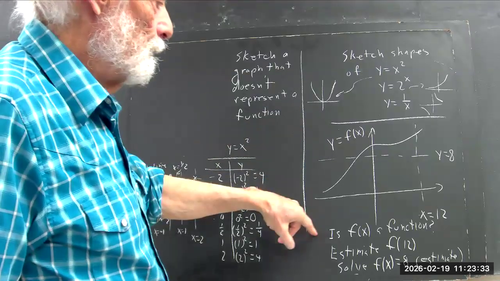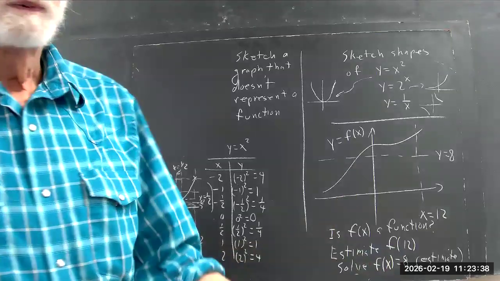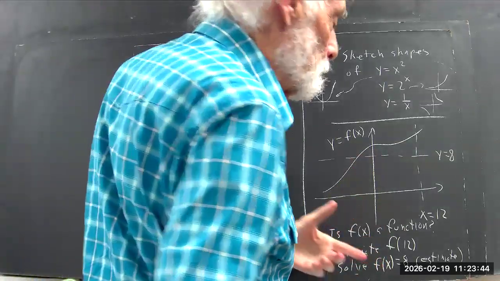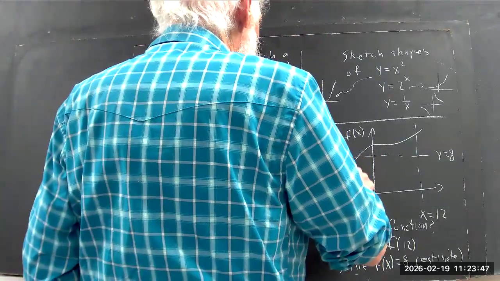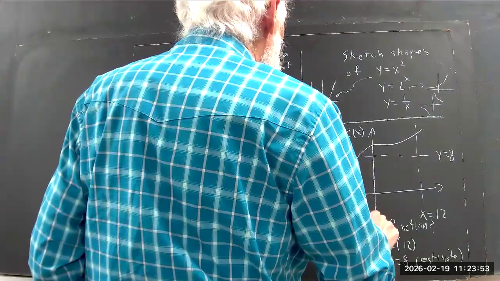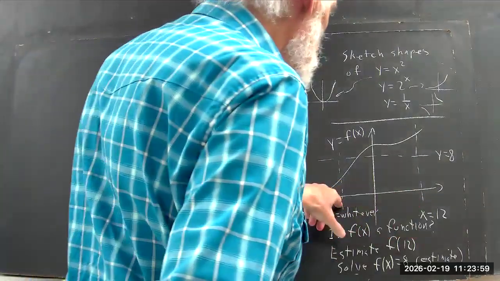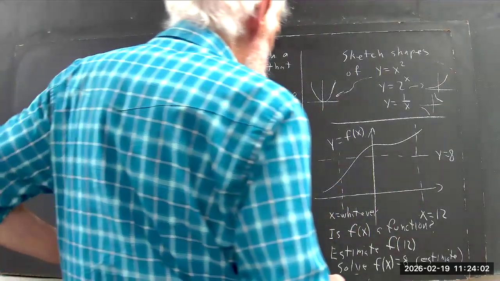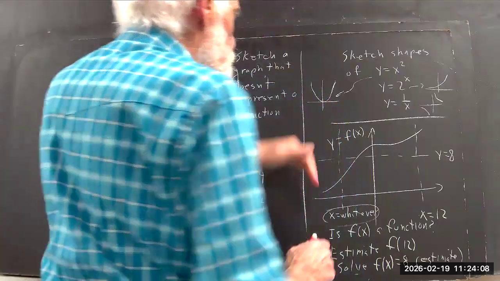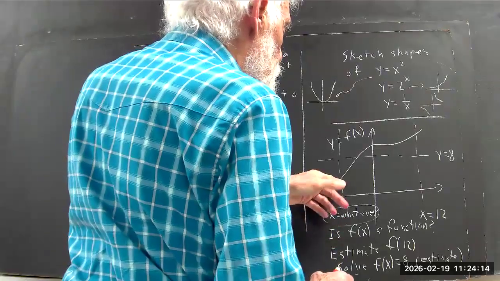Okay. Now, is f of x a function? How do you tell if the graph represents a function? For a function, for every x, I'm going to say x equals whatever. You could estimate it. If that's 12, maybe this is -8 or something like that. But x equals whatever. That means you can do this for any x value. Then there's only one value of f of x.